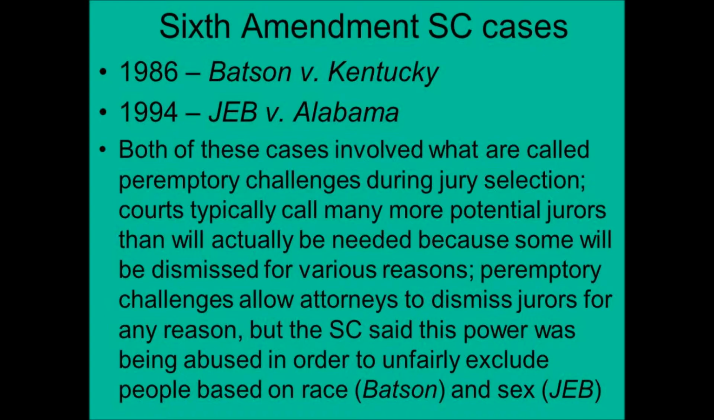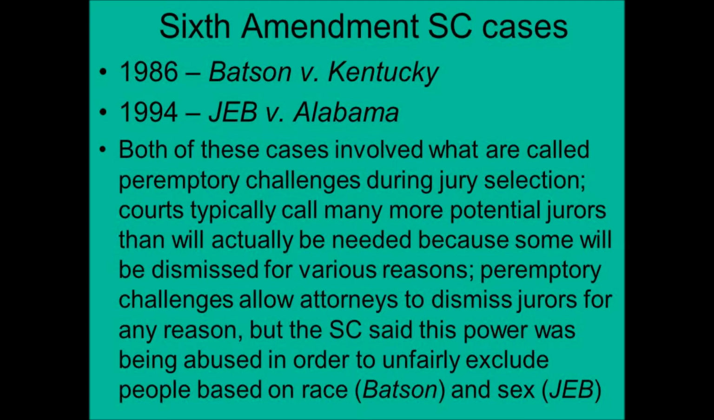Now, this is a little discouraging because this is only 1986 and 1994, but it had been common practice in a lot of places that if an attorney didn't want, let's say, black people or women on the jury, they would use their peremptory challenges to remove people they didn't want, and they didn't have to explain it to anybody or justify it to anybody. Well, finally, in 1986, the Batson case was about peremptory challenges based on race. And then in 1994, the J.E.B. case was about peremptory challenges based on sex. And the Supreme Court said you can't do that anymore. Not that long ago, but a necessary upgrade to our legal system.